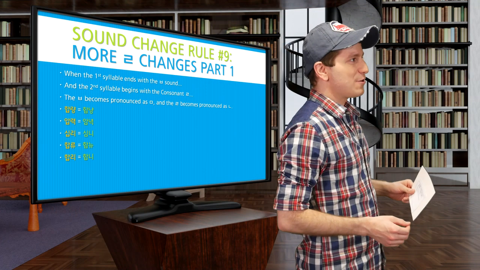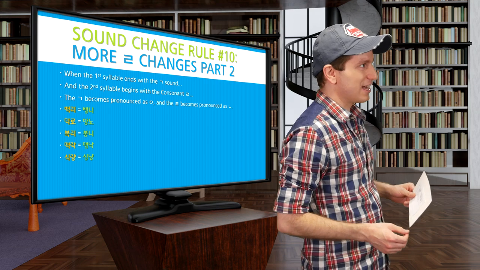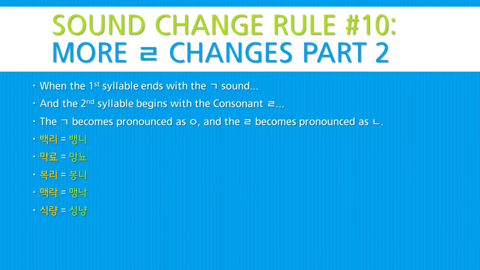And here's another sound change rule that also uses the letter 릴. Anytime the first syllable ends with a 기역 sound, and the second syllable begins with the consonant 릴, the 기역 will become pronounced as an 이응, just like it would with our example of 한국말. And the 릴 will become pronounced as a 니은. Here are some examples of that.